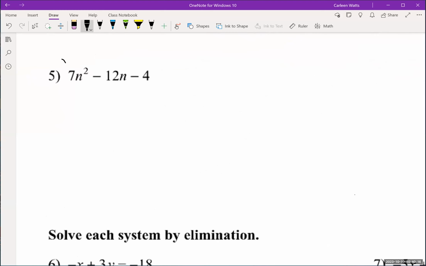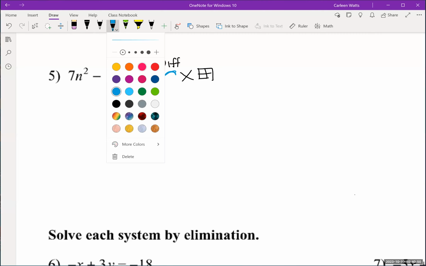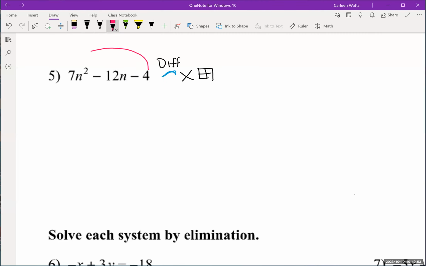Notice a is the coefficient in front of the squared term, and it is not 1. If I have a coefficient in front of the squared term that is not 1, then this is difficult. So we're going to go rainbow, diamond, box. There's a coefficient in front of the n squared, rainbow, diamond, box. So there's my rainbow.